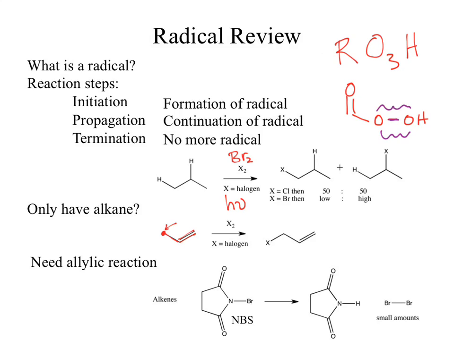NBS in the presence of light will decompose and generate bromine in very limited amounts. That limited bromine can then be used to react at the allylic position. Okay? I am going to refer you to your textbook for more details on that. Ideally, I was just trying to summarize a whole bunch of reactions here. How much of this was just brutal review and you're waiting for something interesting to happen?